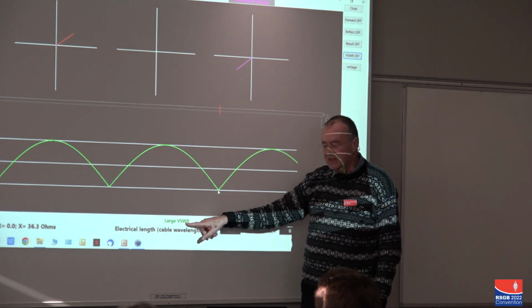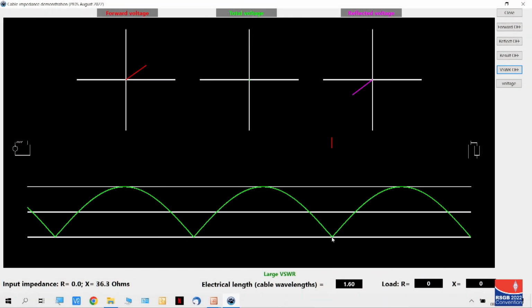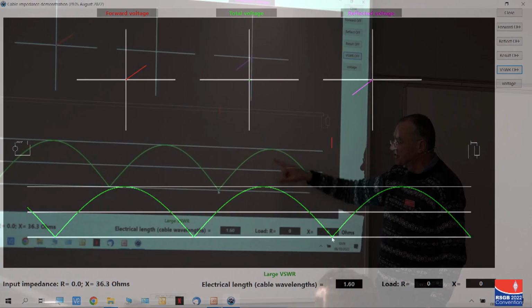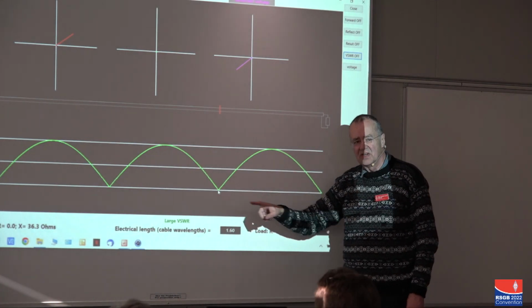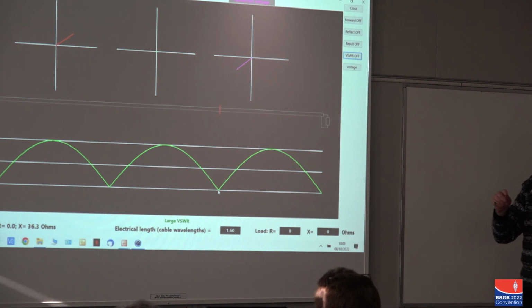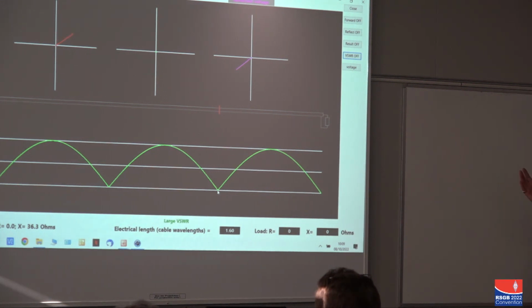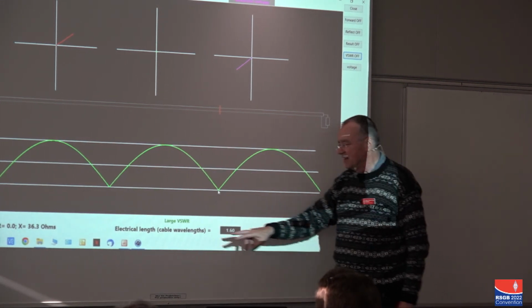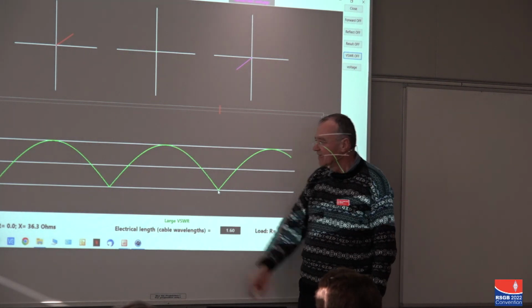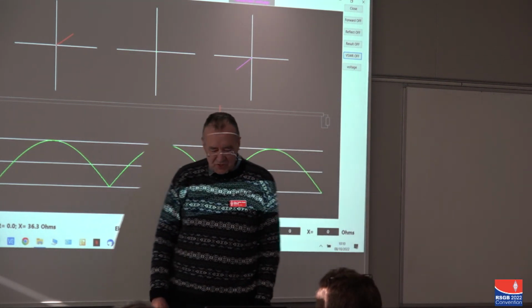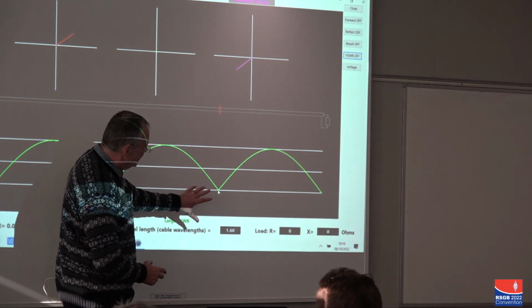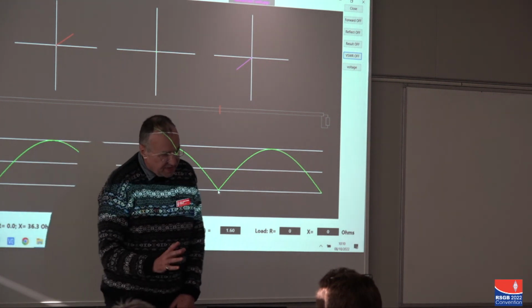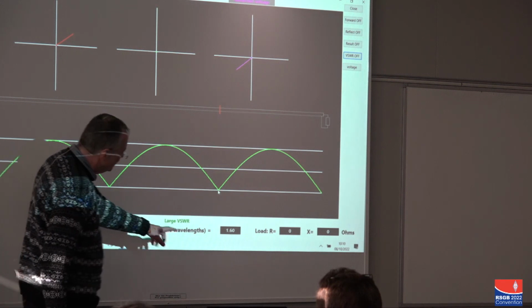Don't suppose you can read that, but it says VSWR, and all that is the ratio of the maximum to the minimum. So if you can imagine that's 2 and that's 0, when you divide 2 by 0, you get something very large indeed. Computer can't handle it, so it just says large. But of course, that standing wave ratio will change depending upon the load that you have.